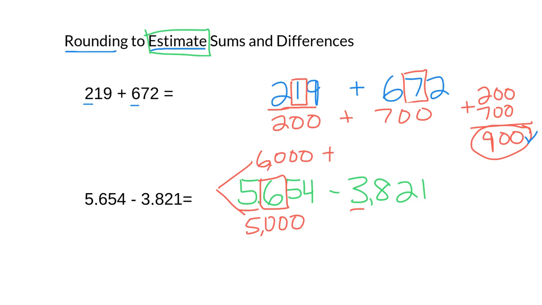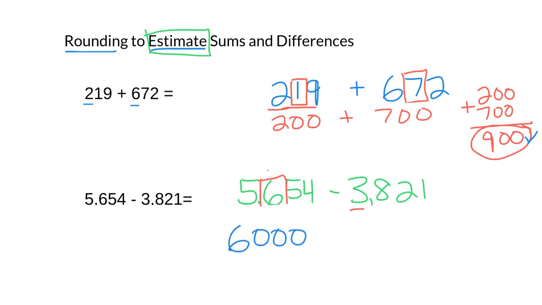So we're going to use, actually going to rewrite that. We're going to use 6,000. So this number, 5,654, rounds to 6,000. Okay. We're going to do the same thing over here. We are going to box our hundreds. That's going to be making our rounding choice.